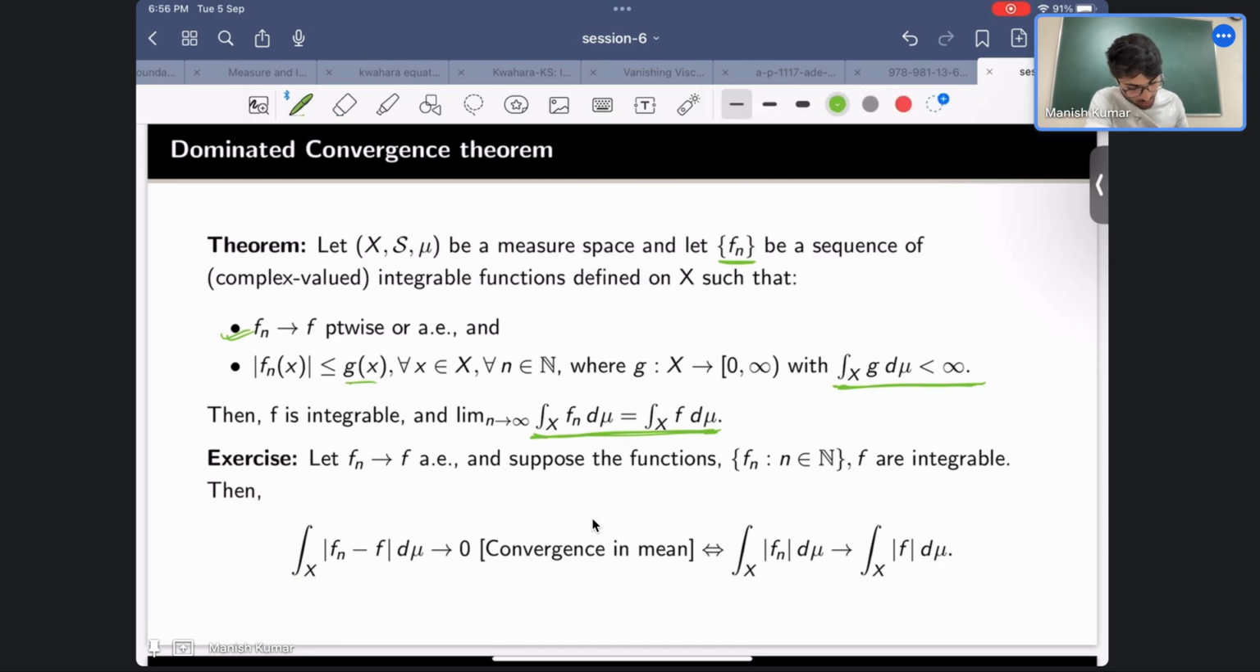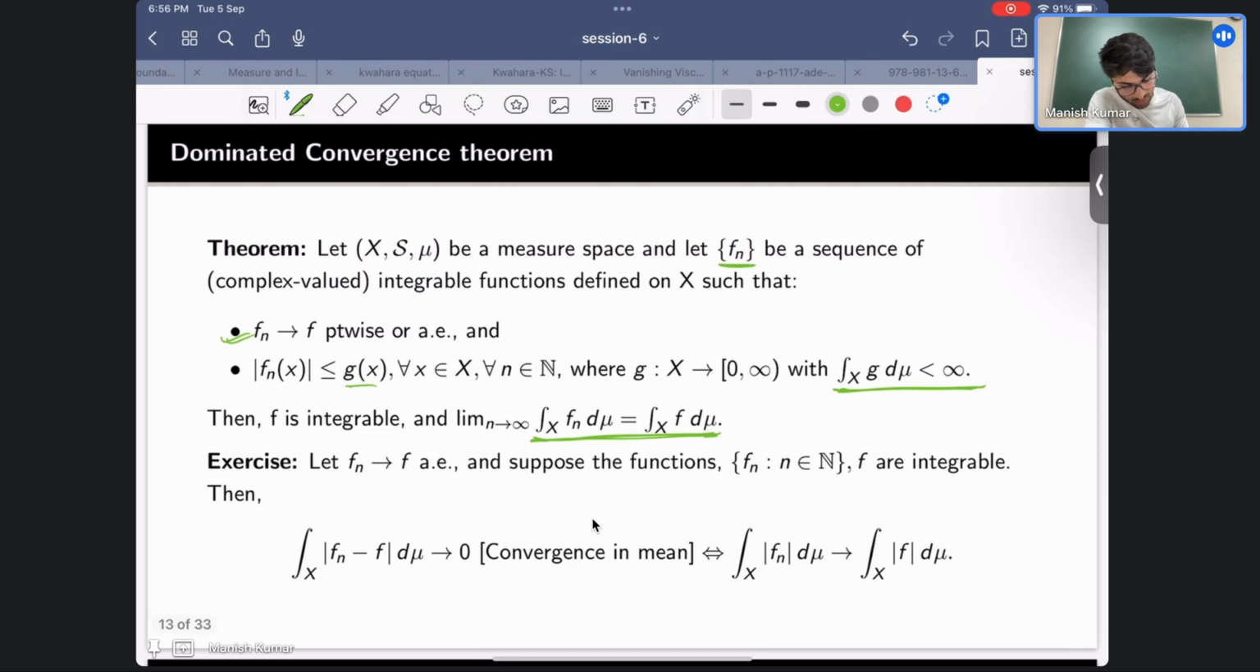Now the next question is, you have seen that pointwise convergence implies this integral convergence. So is the converse true? Suppose integral fn converges to integral f, can you say that fn converges to f almost everywhere? The answer is no. But what you can say is that there exists a subsequence such that this subsequence converges to f almost everywhere. So the converse of this DCT is not true.